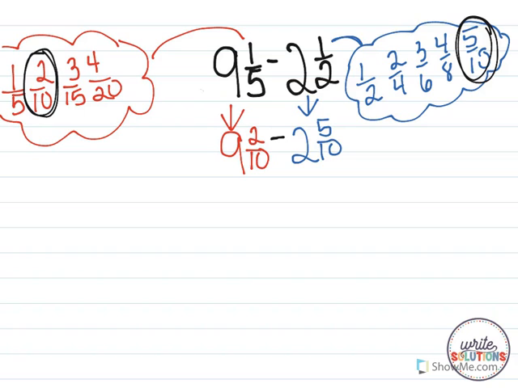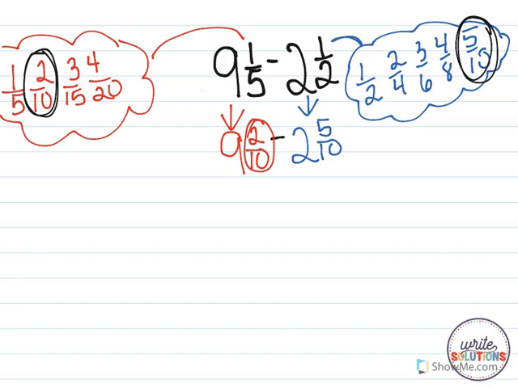The next thing I need to do is take a look at the numbers I'm subtracting. I'll be subtracting 9 minus 2, no problem, and then 2/10 minus 5/10. Now, I can't take 5 pieces away from 2, so that will be a problem. I can get around it in a lot of ways. I'm going to try to get some more fractional pieces to add to this 2/10.